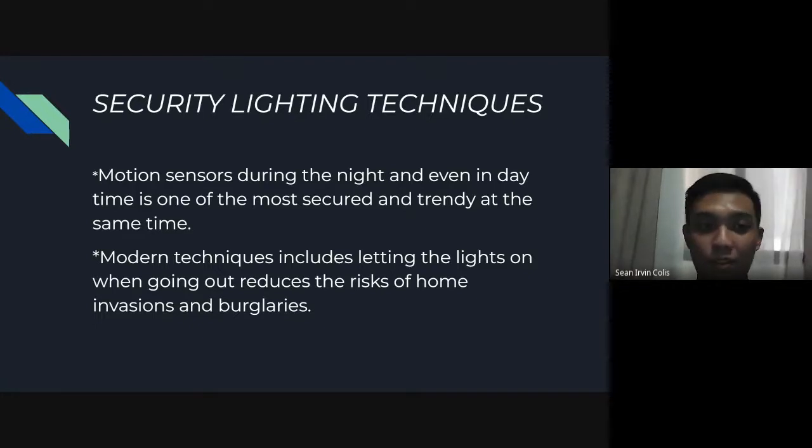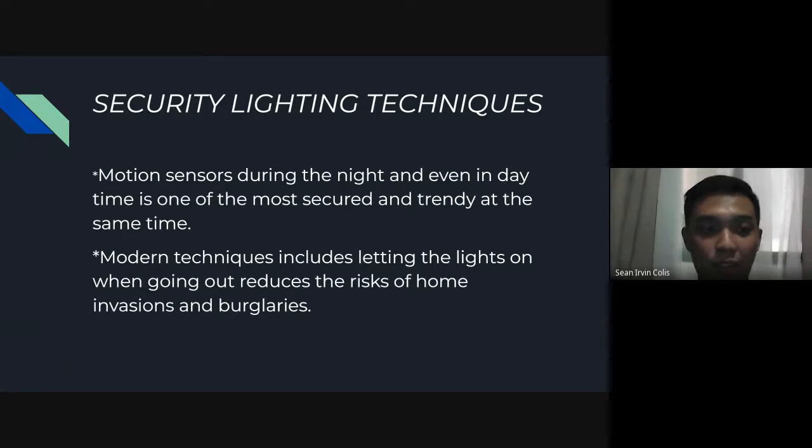So it is usually used mainly for home invasion and burglary incidents in other countries. But I think it is also available in our country, but with a more reasonable cost since it is exported from maybe the US.